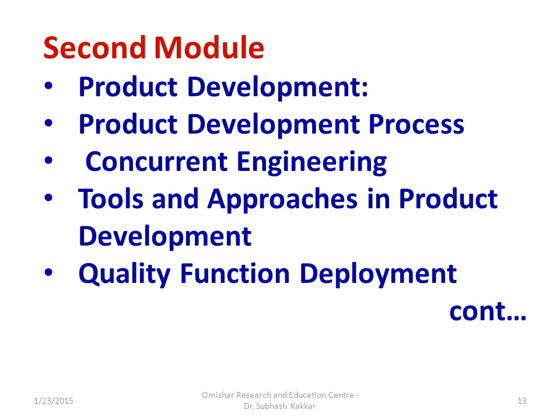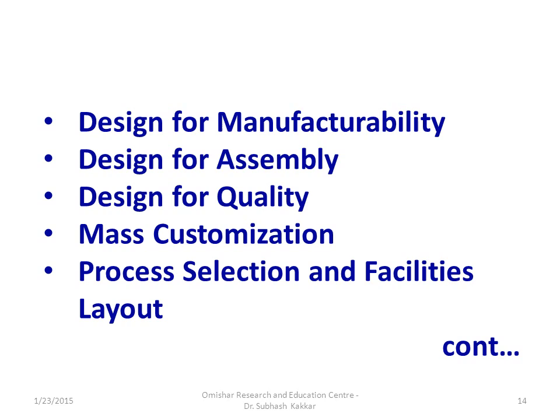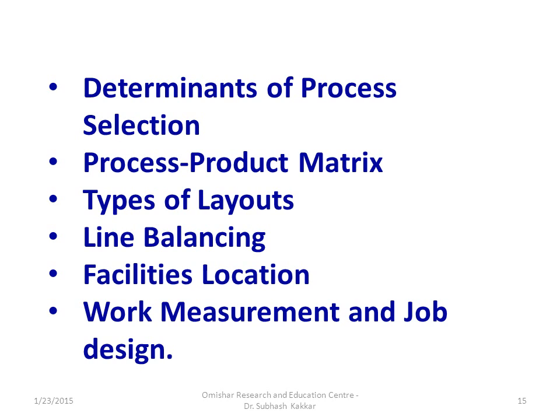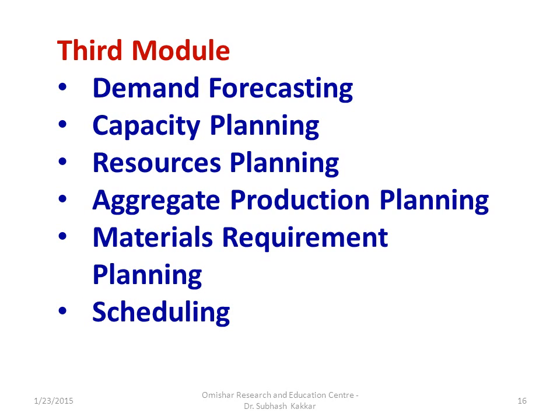In the second module, we shall be covering the product development process, concurrent engineering, tools and approaches in product development, quality function deployment, design for manufacturability, design for assembly, design for quality, mass customization, process selection and facilities layout, determinants of process selection, process-product matrix, types of layouts, line balancing, facilities location, work measurement and job design.